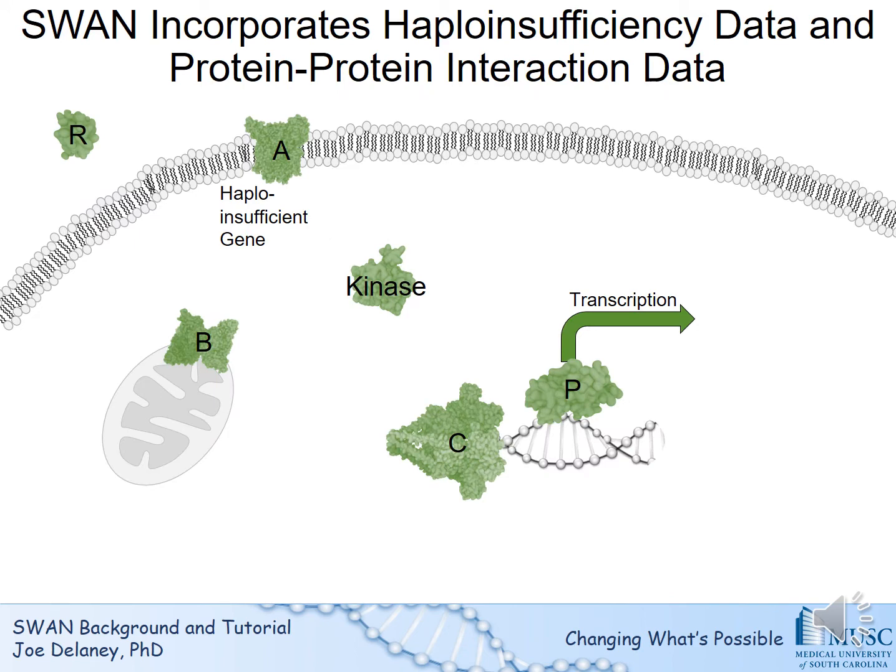SWAN is a little bit different from canonical pathway analysis in that we incorporate phenotype data. So that is both haploinsufficiency, or some sort of multiplicative gene scoring of individual genes within the pathway, as well as the building of network from something that may interact with other parts of the pathway, such as a kinase.